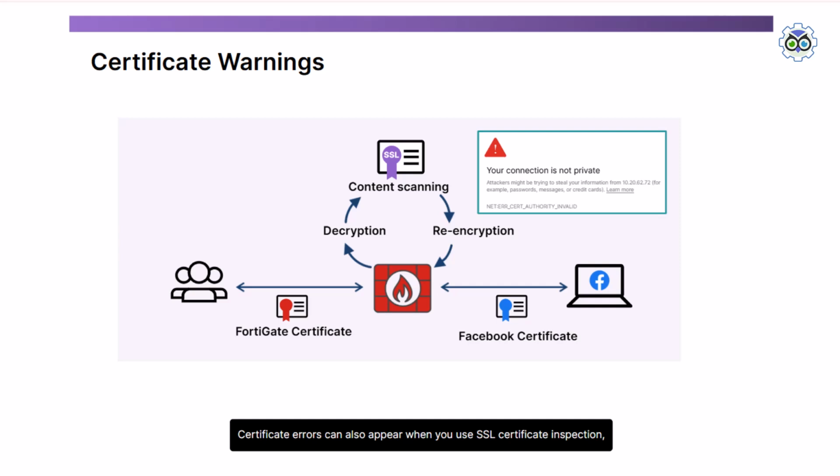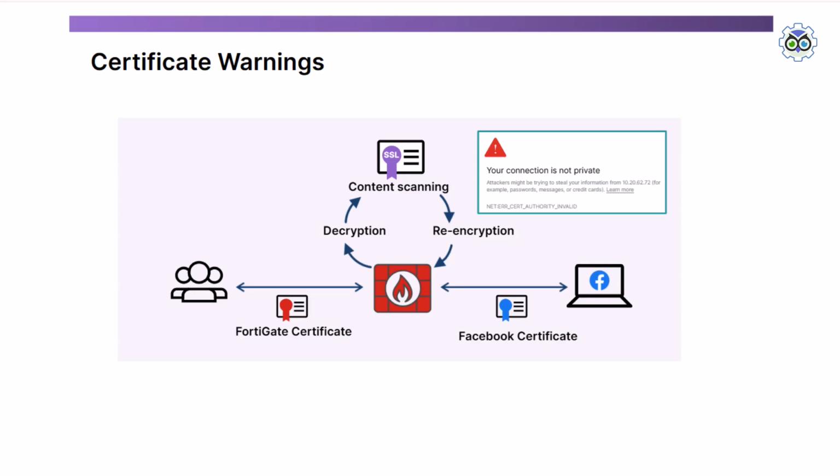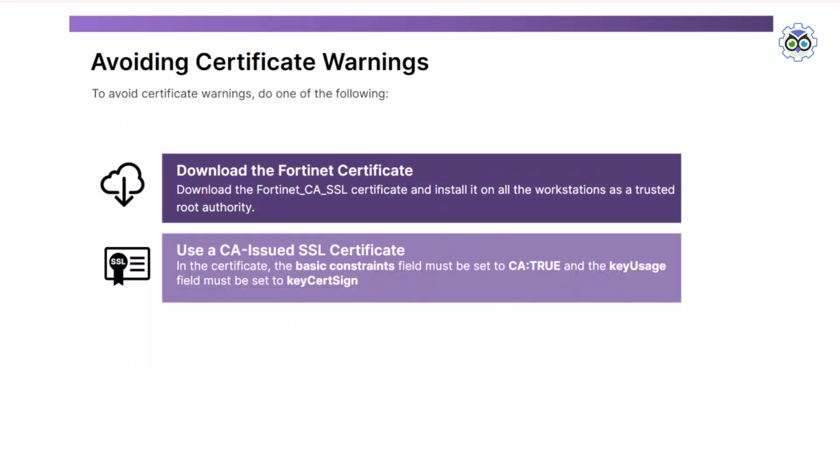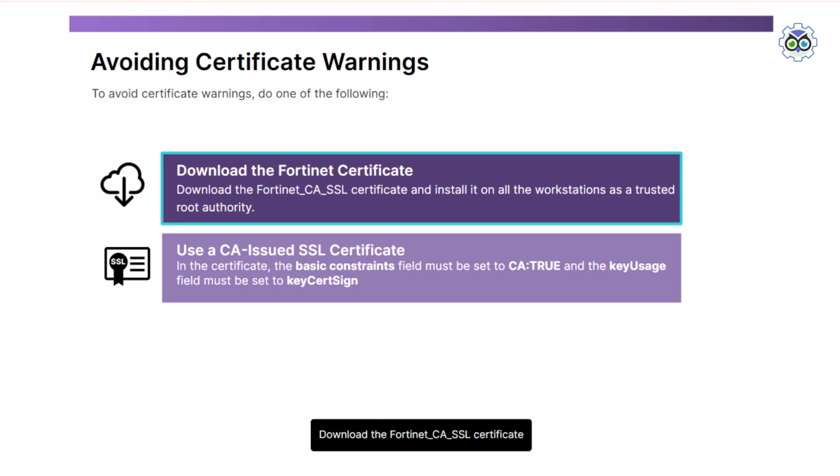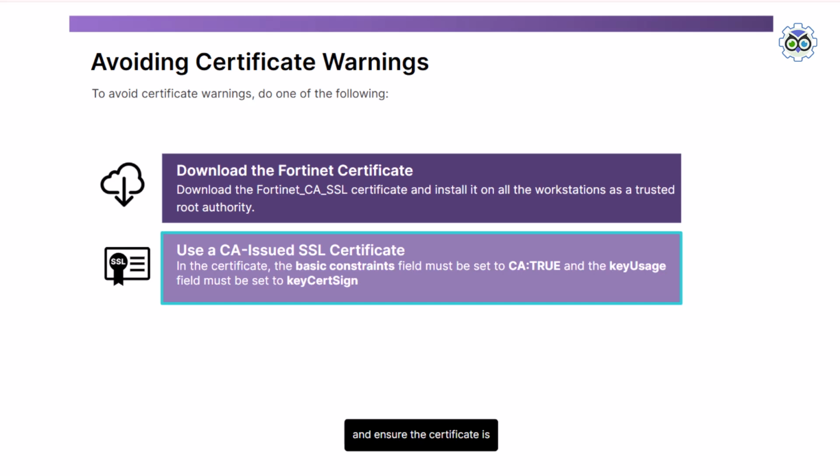Certificate errors can also appear when you use SSL certificate inspection, because FortiGate uses its CA certificate to encrypt the replacement message that appears when you attempt to browse to a blocked site over HTTPS. To avoid certificate warnings, do one of the following. Download the Fortinet_CA_SSL certificate and install it on all the workstations as a trusted root authority. Use an SSL certificate issued by a CA and ensure the certificate is installed in the necessary browsers.